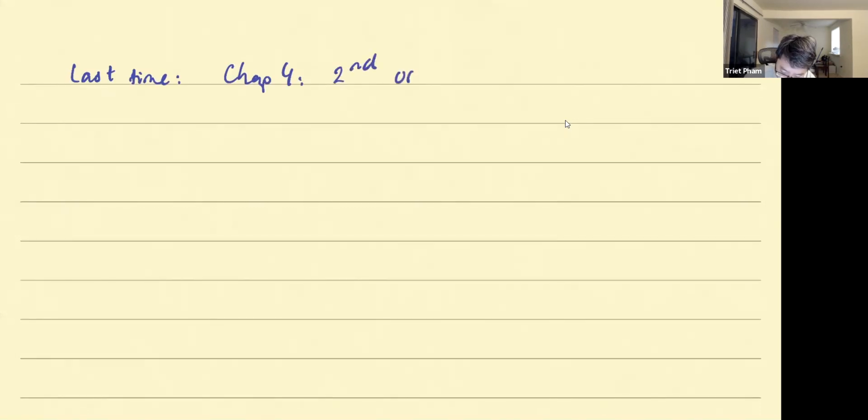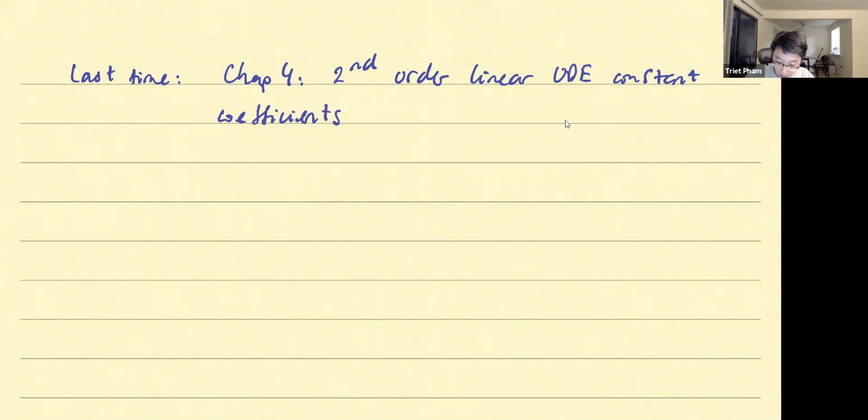Okay, so to continue with where we left off last time, we were in the middle of chapter 4, and basically the topic that we're concerned with is the second order linear ODE, of course with constant coefficients. But the point is that it's not homogeneous, so non-zero right-hand side.